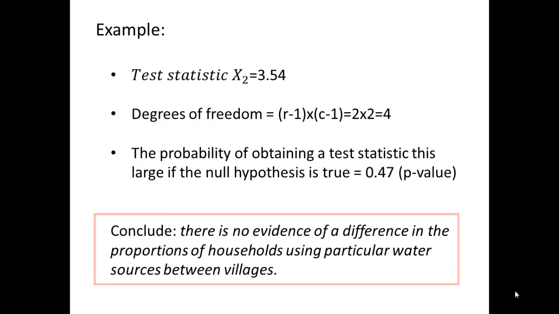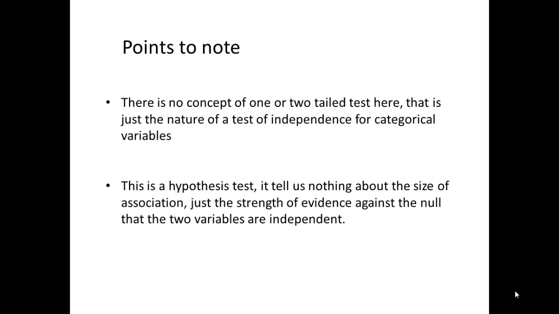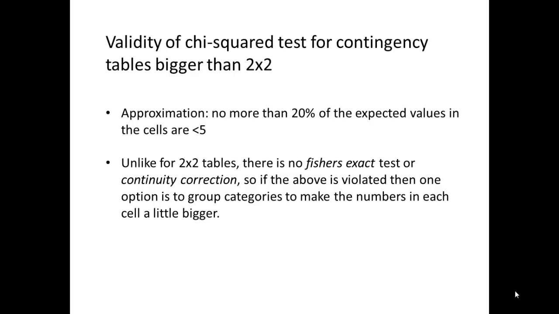That's summarised there. And just a couple of things to note: there's no concept of one or two tailed tests with this chi-squared test. That's just the nature of a test of independence for categorical variables. And also note that this is just a hypothesis test. It tells us nothing about the size of association. It just tells us about the strength of evidence against the null that the two variables are independent. To make inference on size, we may want to calculate a set of odds ratios or risk ratios along with their confidence intervals.